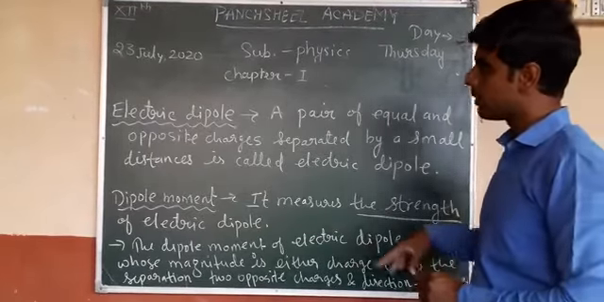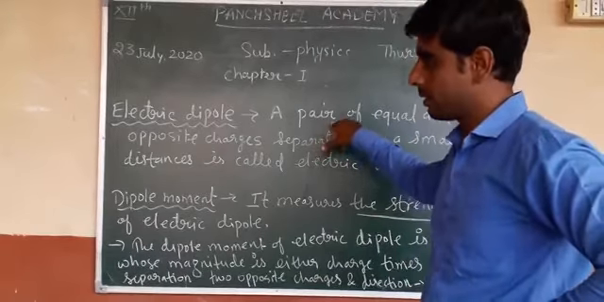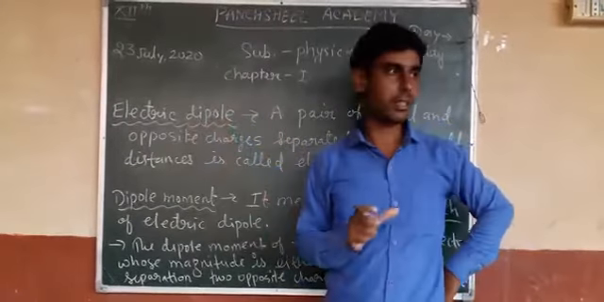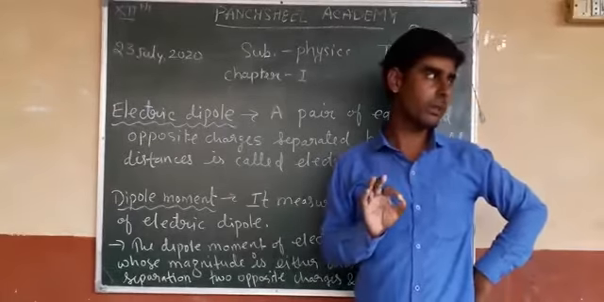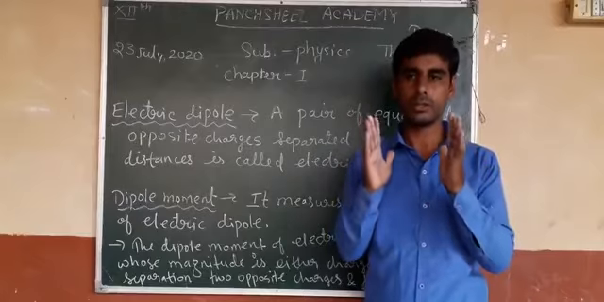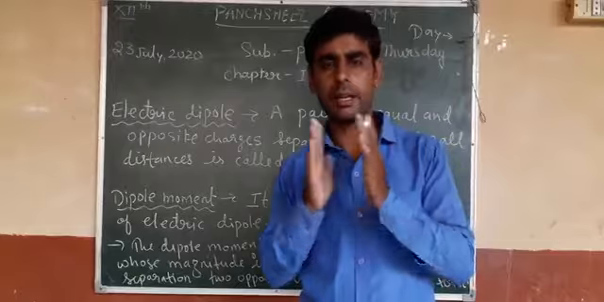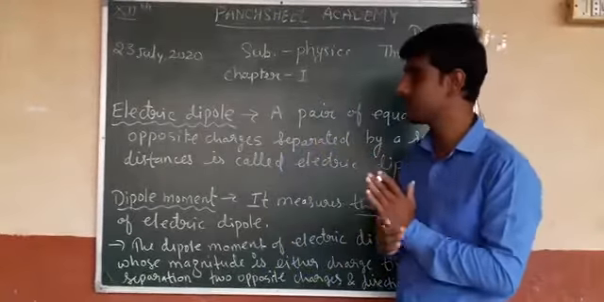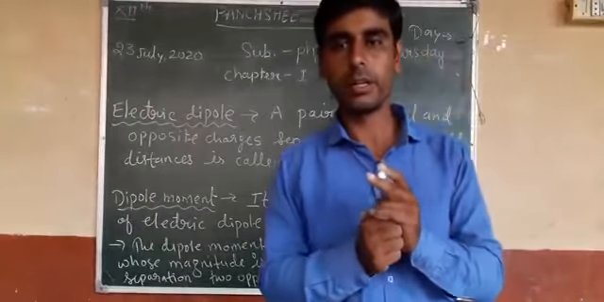First thing, what is an electric dipole? From the name, dipole means two poles: first is positive and second is negative. When two equal and opposite charges are separated by a very small distance, this pair of charges is called an electric dipole.